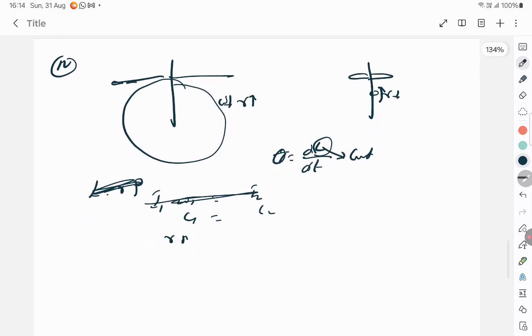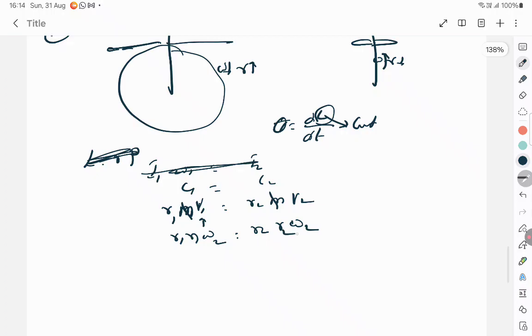R times linear momentum: m1 v1 r1 is equal to r2 into m v2. The mass will remain the same, it's the same person, no? So m and m get cancelled. And you know that linear velocity is r times angular velocity, so you get r1 into r1 omega 1 equal to r2 into r2 omega 2. So you get r1 square and r2 square.